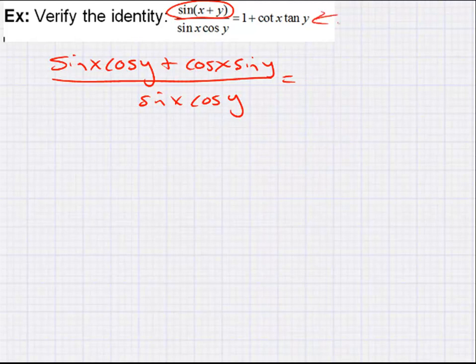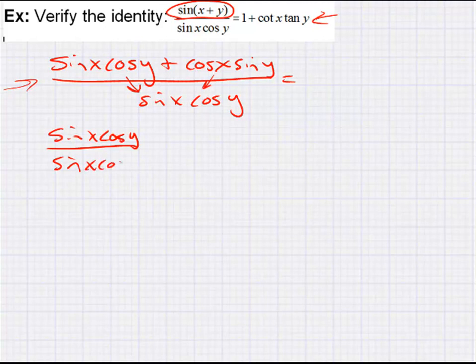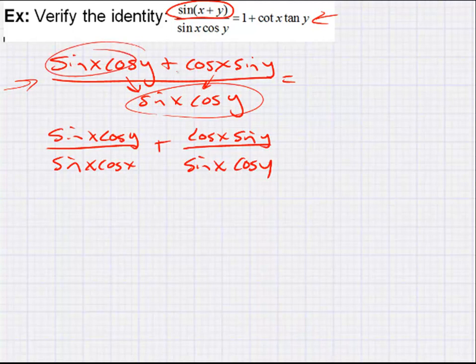Maybe I want to mess around with this side. But what I'm going to do is stay on the left-hand side. What I can do is split this fraction apart. So I could say this is the sine of x cosine of y over the sine of x cosine of y plus the cosine of x sine of y over the sine of x cosine of y. Take this denominator and divide each one of these things by that denominator, splitting it apart.